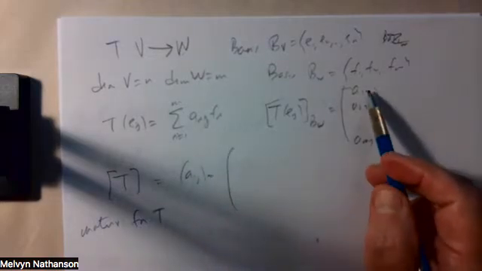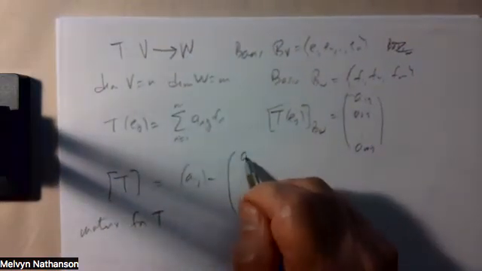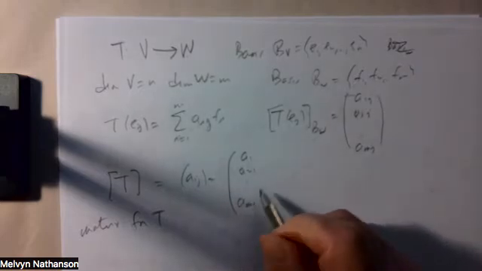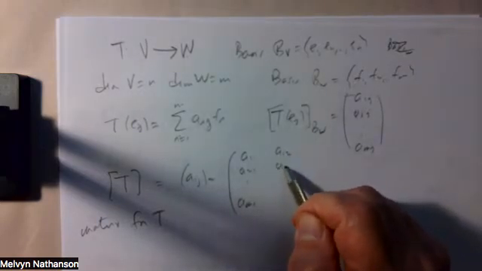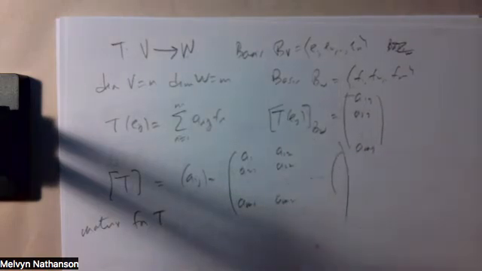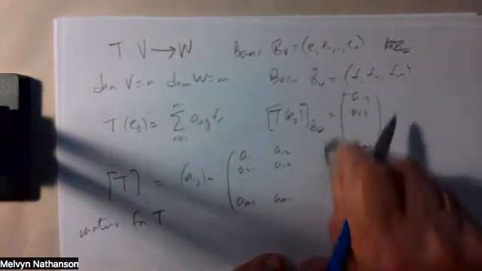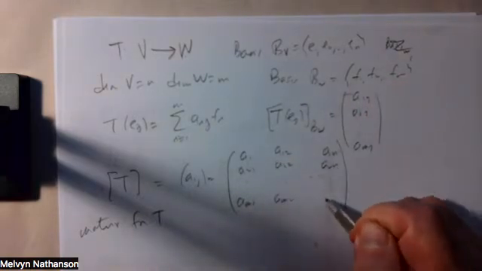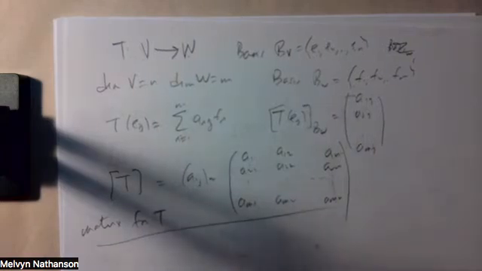That means these are the columns. Like the first column would be A11, A21, down to Am1. Second column is A12, A22, down to Am2, all the way up to the nth column, which is A1n, A2n, down to Amn. So this is the matrix for the linear transformation T with respect to these bases.